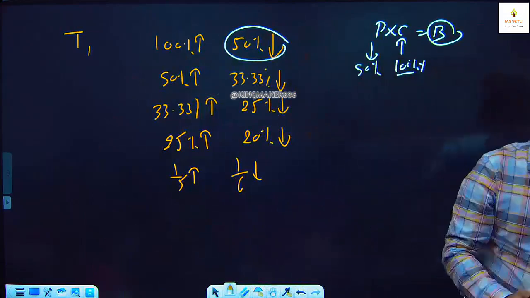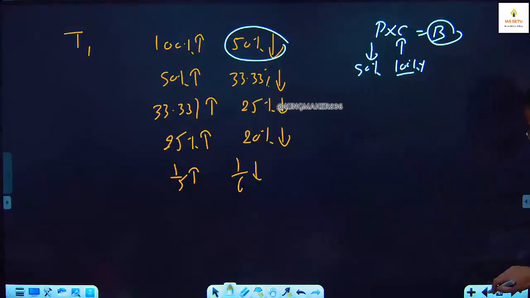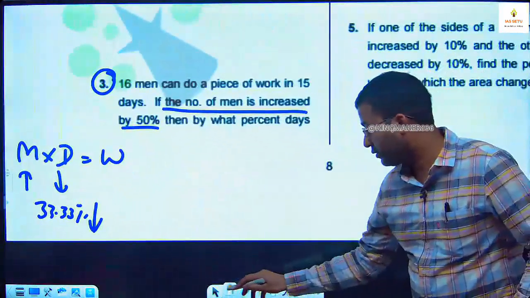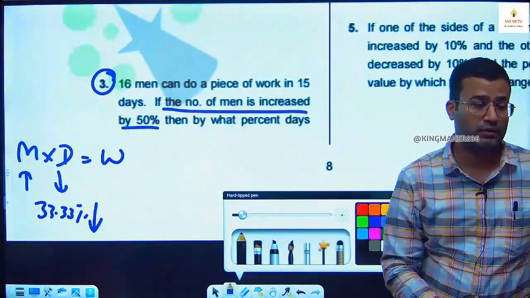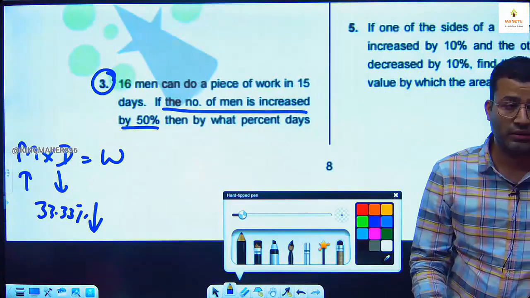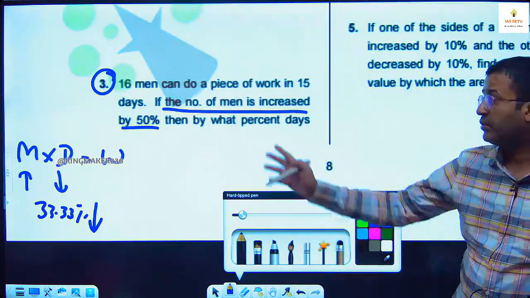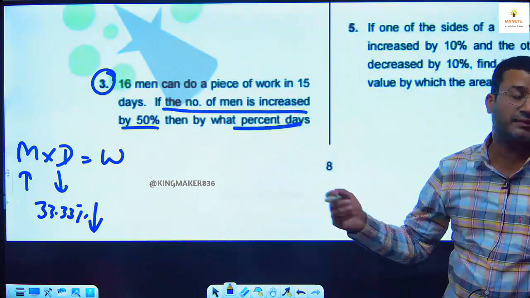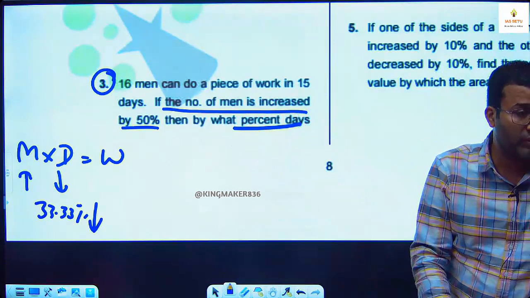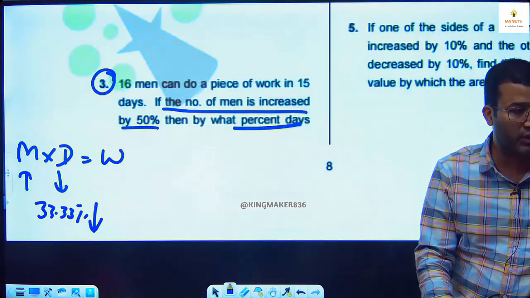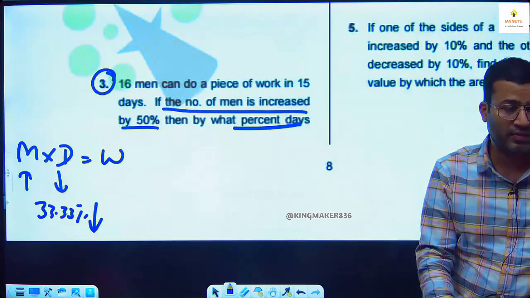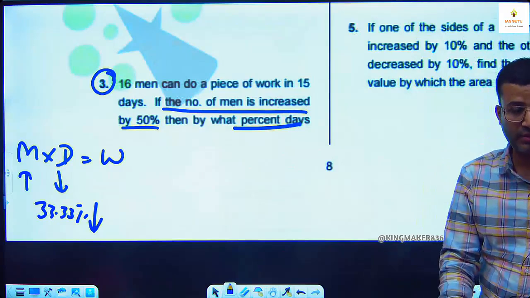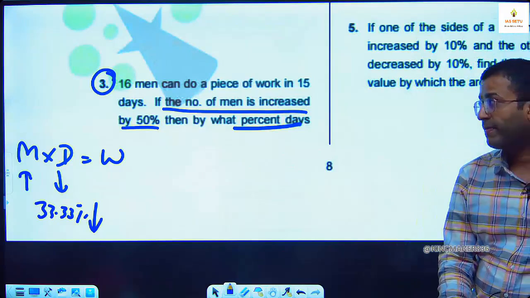Now your doubt. हाँ जी, क्वेश्चन नंबर 3 में क्या डाउट है? किस चीज पे? If the number of man is increased by 50%, then by what percent time should be reduced? बड़े हुए तो मैन 24 होंगे ना, क्या डाउट था? नहीं, 24 के अलावा और क्या वैल्यू आ रही थी मन में? बड़े हुए से करेंगे.